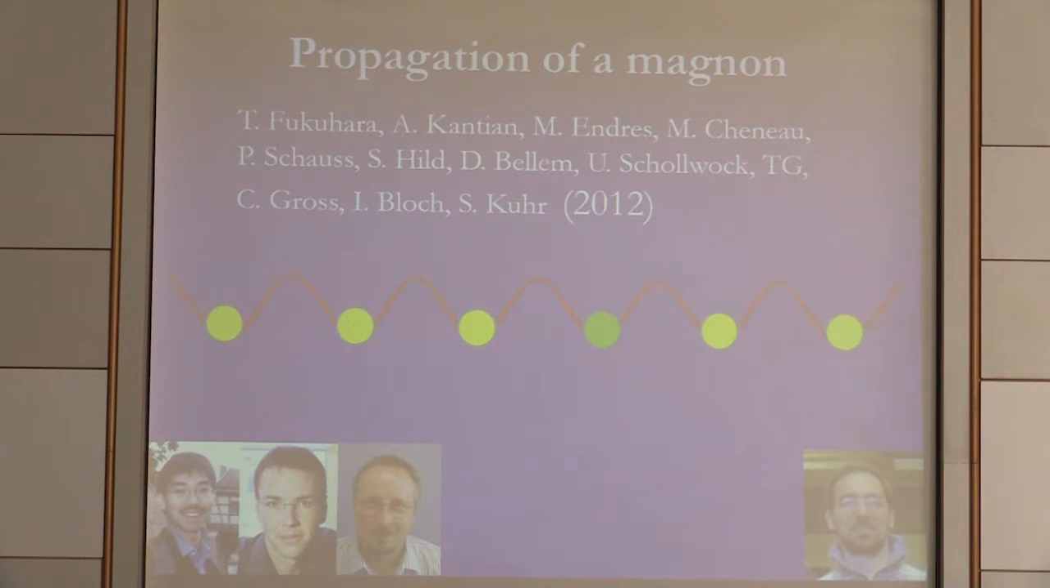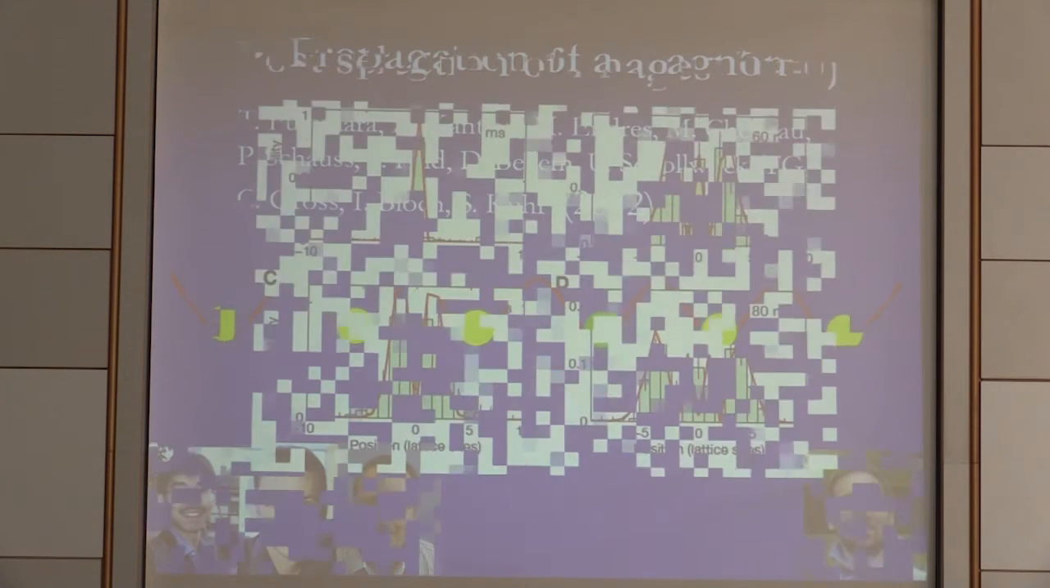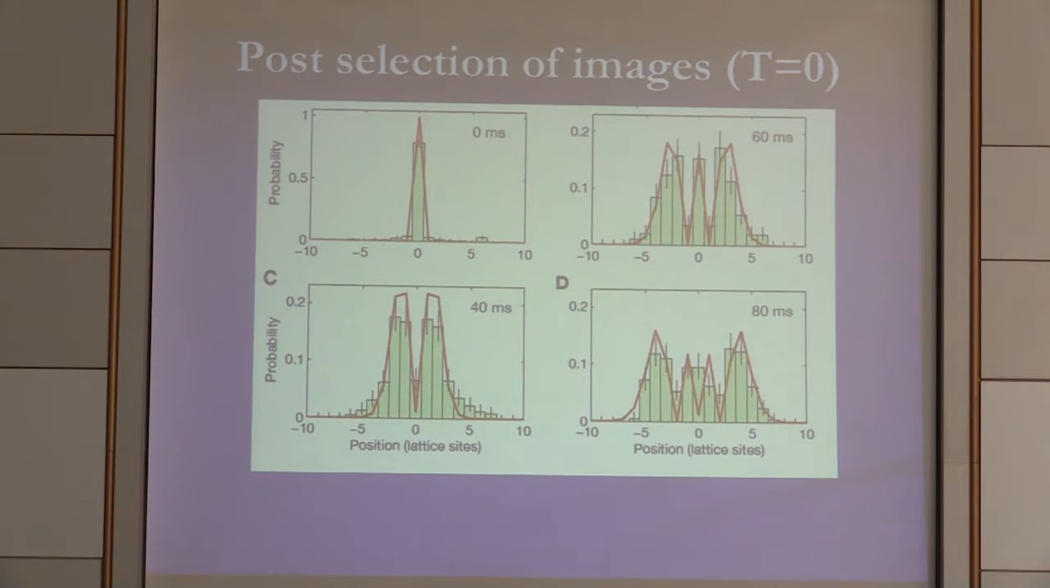This is something that was done in the group of Emmanuel Bloch and Stefan Kuhr in Munich. And we helped a little bit with Thierry. Adrien Kantian, who is now in Stockholm, is the person who is the driving force behind the theoretical analysis. There is more in this paper than what I'm telling you, but I just want to show the curves which are relevant for what I'm going to tell here.